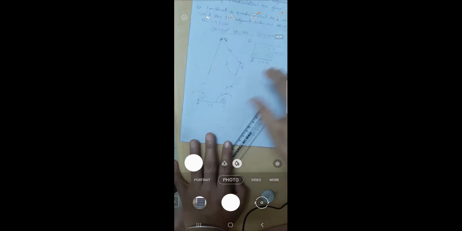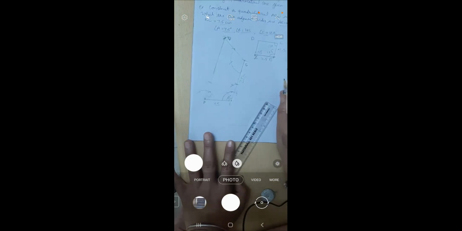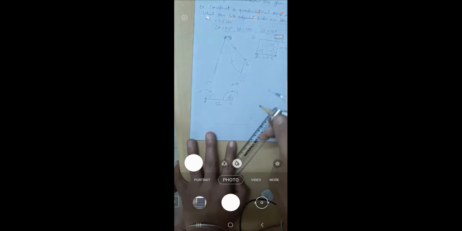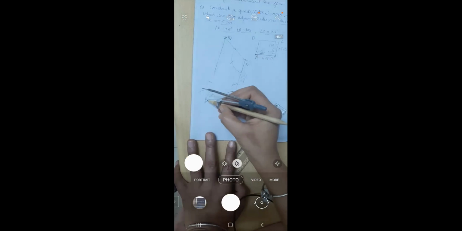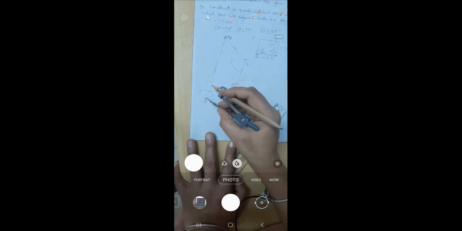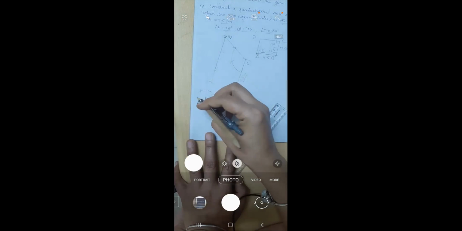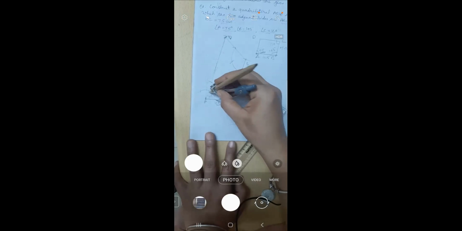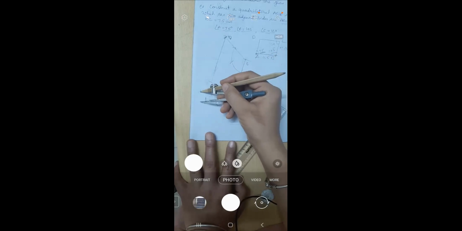Now, what you have to do? Start from the line AB. Draw an AB line of 4.5 centimeter. Now at A, draw an angle of 75. For 75, you should know how to draw a 75 angle from the compass. Open it, draw semicircle, cut the semicircle. The first arc will be 60 degree, the second arc will be 120 degree.